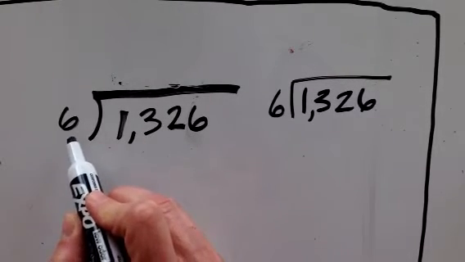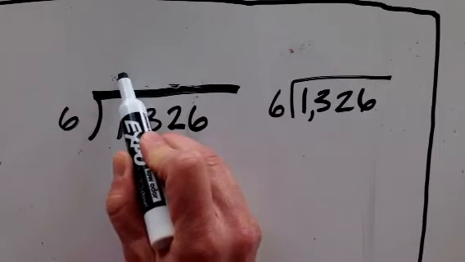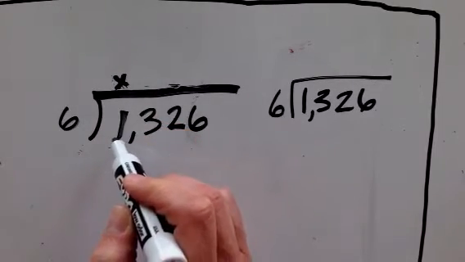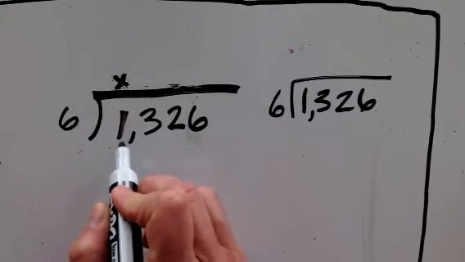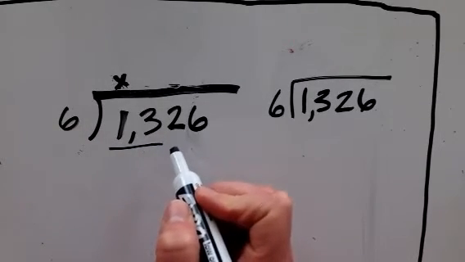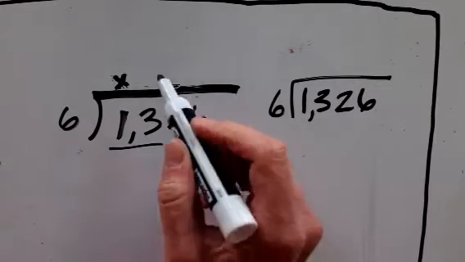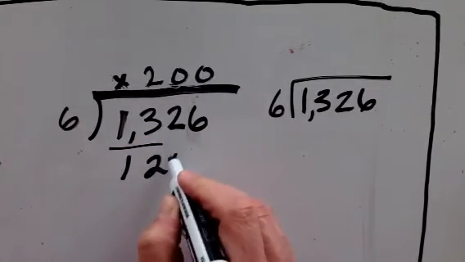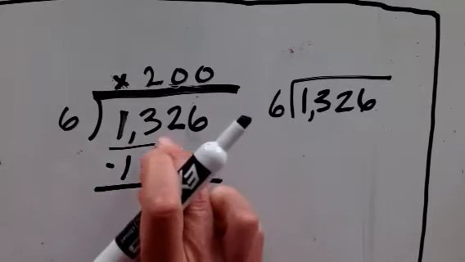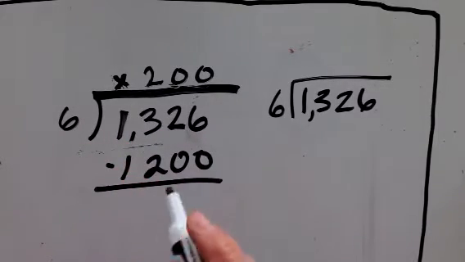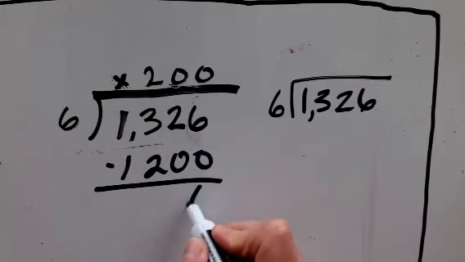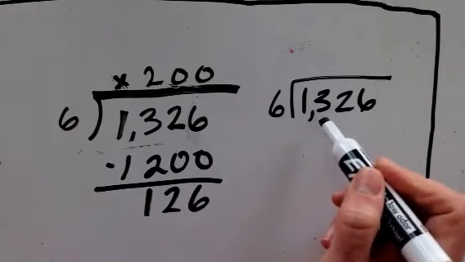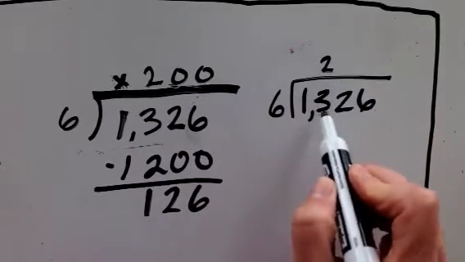So first of all, I'm going to be taking a look into my thousands. I know if I put a 1 here, that means I'm going to have 6,000 pieces, which I don't have, so that will not work. And then I'm going to look into my 1,300, and I know if I have 200 groups of that, I'll end up with 1,200. And I'll subtract that 1,200 away from it, because remember, division is making small groups, and I'm left with 126.